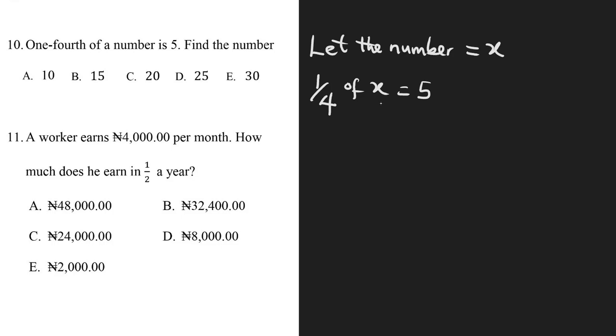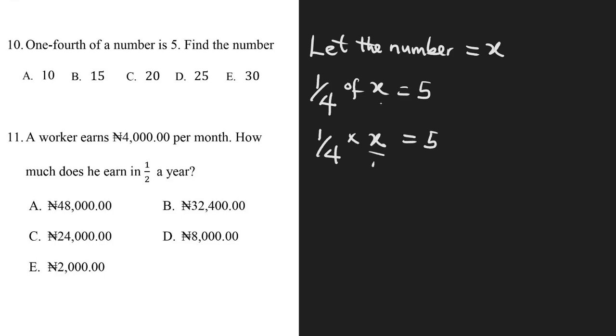All right, number 10 says 1/4 of a number is 5. Find the number. So do we know the number? Of course, no. So we say let the number be equals X, since we don't know the number. So 1/4 of x is equals to 5. We say 1/4, which is 1 over 4, of x is equals to 5. And the meaning of "of" in mathematics is times. So that's 1 over 4 times x is equals to 5.